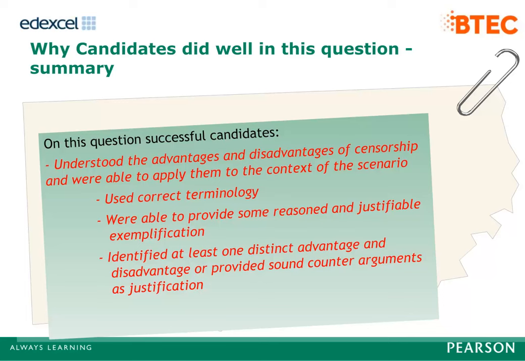The candidates that performed well in this question understood the advantages and disadvantages of censorship, and were able to apply them to the context of the scenario. They used correct terminology, either throughout their response or when required. More successful candidates were able to provide some reasoned and justifiable exemplification within their response, and often provided a recent real-world example to emphasize how practice is applied within the sector. The highest achieving candidates identified at least one distinct advantage and disadvantage, or provided sound counter-arguments as justification for each.